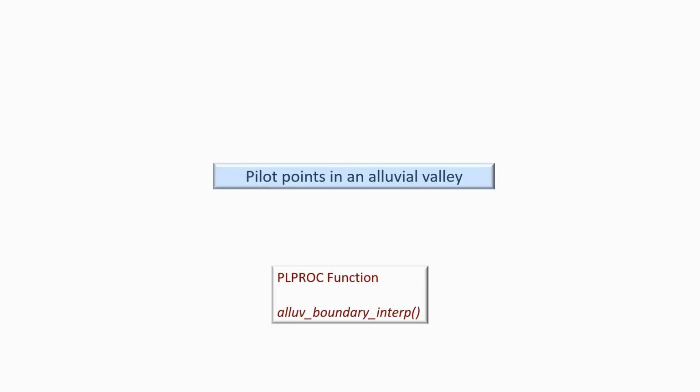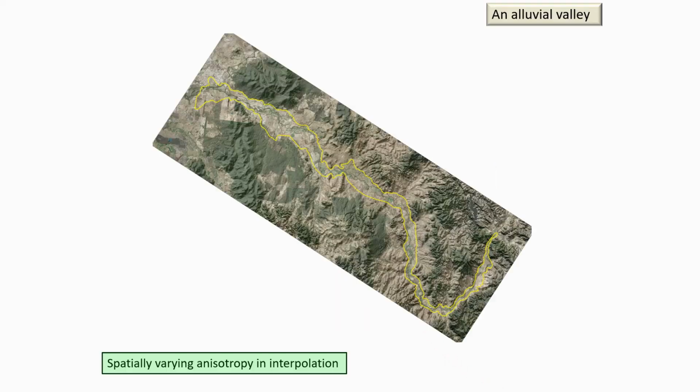This can be extended to even more complex situations. There's a function in PLPROC which allows us to accommodate alluvial valleys. Here's an example of an alluvial valley, and as is typical of such valleys, they change their direction as we move down the valley. PLPROC allows the anisotropy of the interpolation to follow the valley.